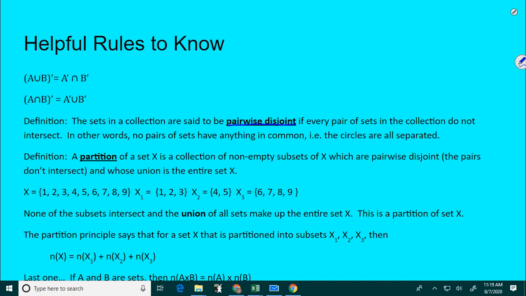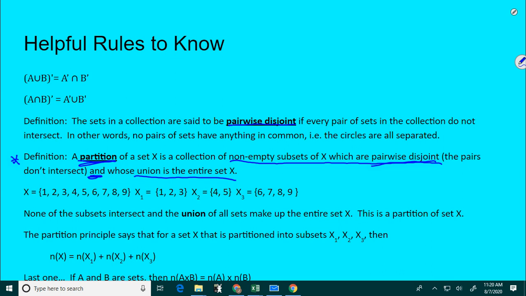Okay, a partition uses that definition. This is the more important one, really, to understand. A partition of a set is a collection of non-empty subsets of X, which are pairwise disjoint, and whose union is the entire set X. All right. So let's simplify this a little bit.